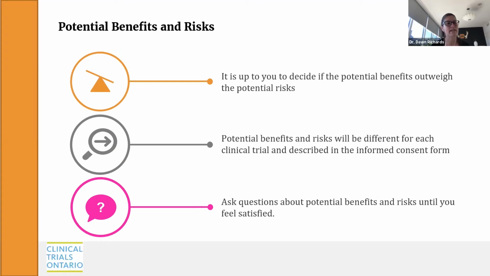Next, participation in any research brings potential benefits and potential risks. Again, this is a really personal decision for you to participate in research. So you're going to have to decide if those potential benefits outweigh the potential risks. And those potential benefits and risks will be different for each research study, clinical trial or registry study or otherwise.